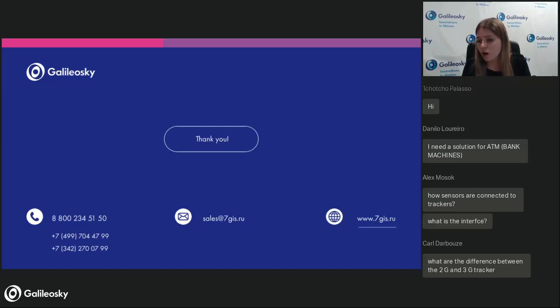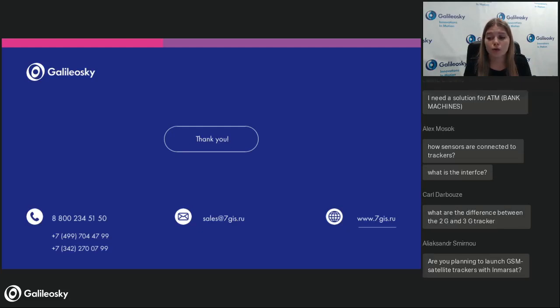The question from Carl: what is the difference between the 2G and 3G tracker? First of all, it's the availability of 3G connection, because in some regions there is only 2G connection, while some regions like Central America or Latin America have no opportunity now for 2G connection.